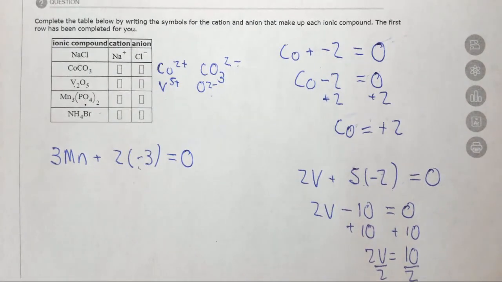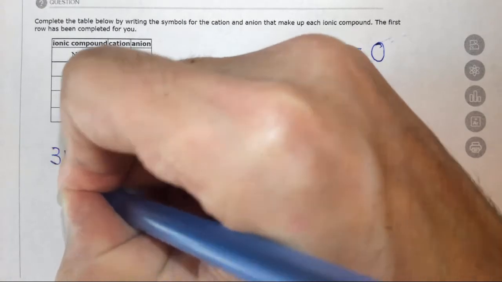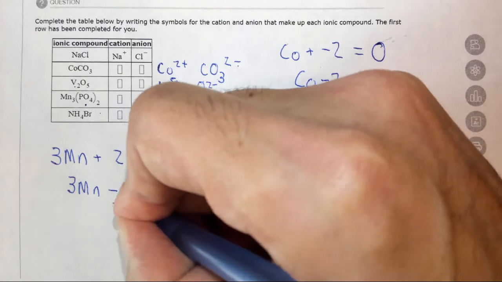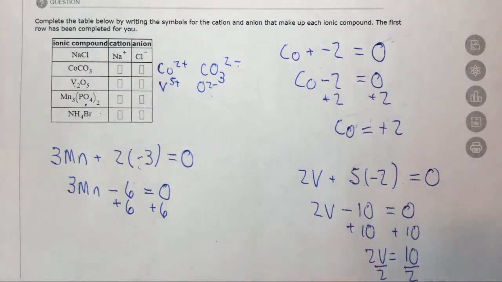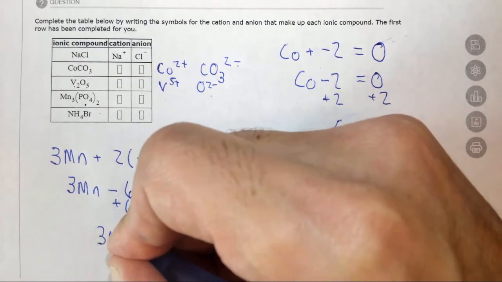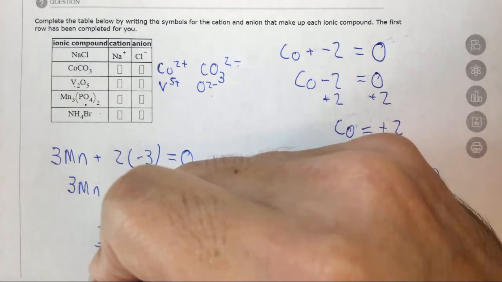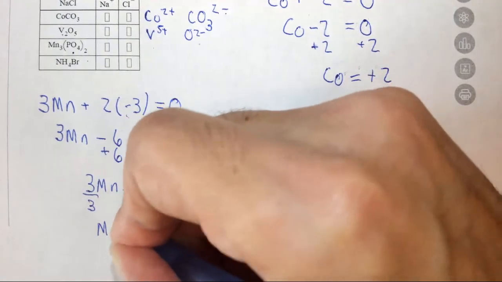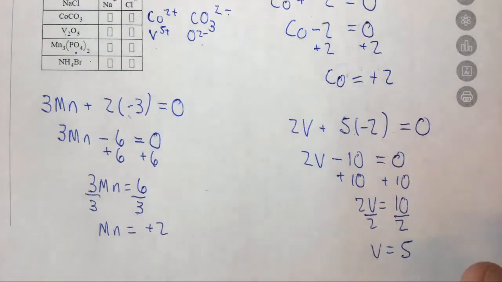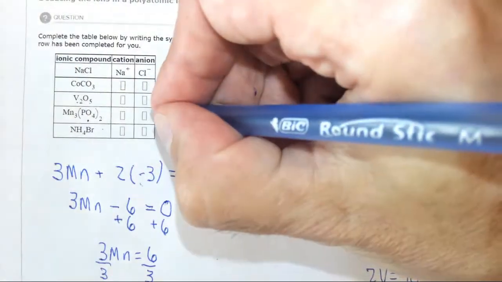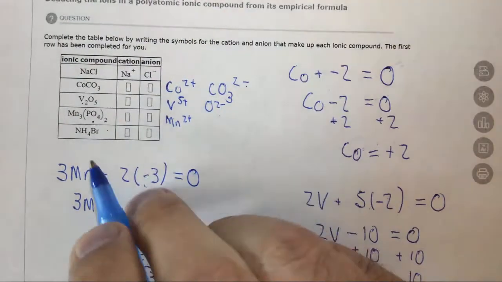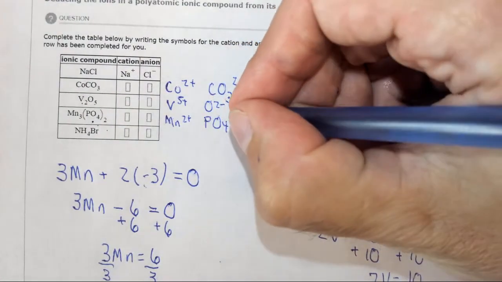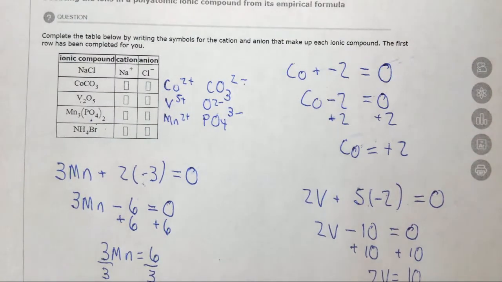3Mn - 6 = 0. Add 6 to both sides. 3Mn equals 6. Divide by 3, divide by 3, and what you find is Mn equals +2. So the cation is Mn2+. The anion is a polyatomic ion, PO4, of phosphorus and 4 oxygens with a 3- charge.